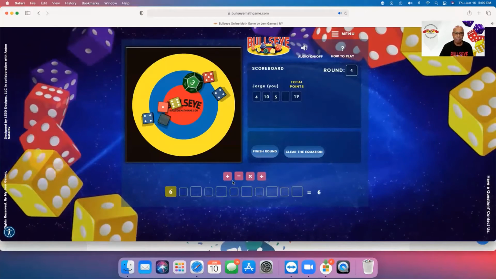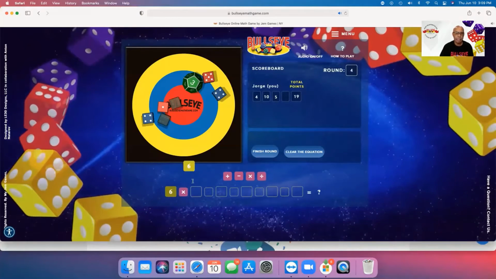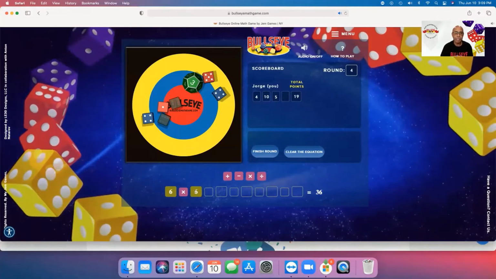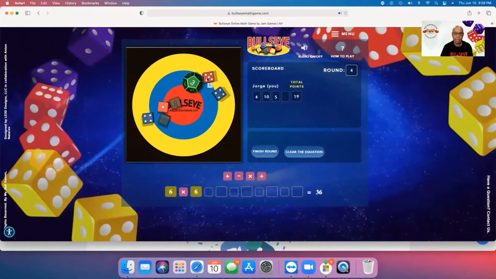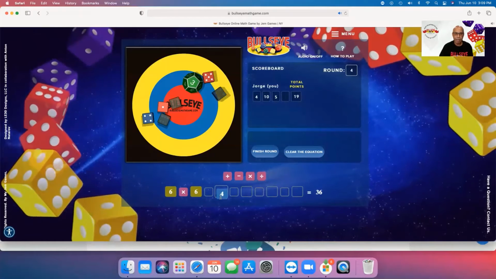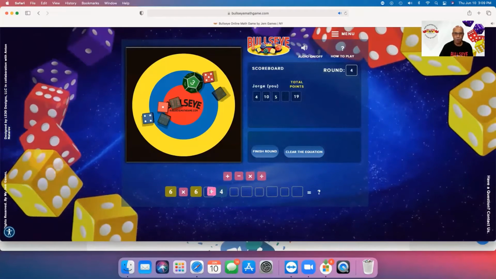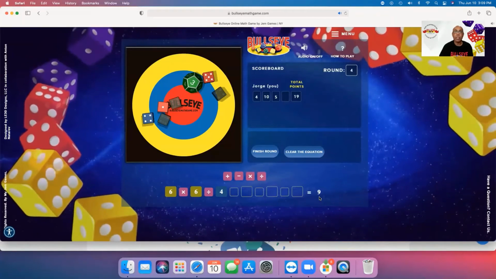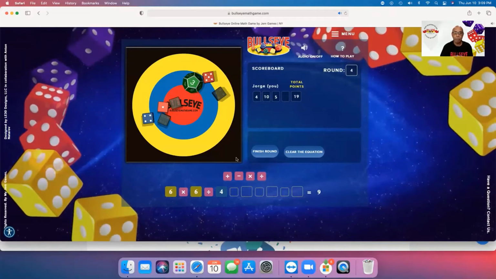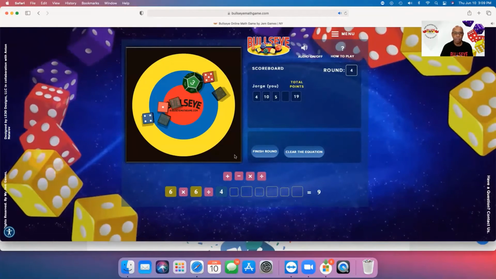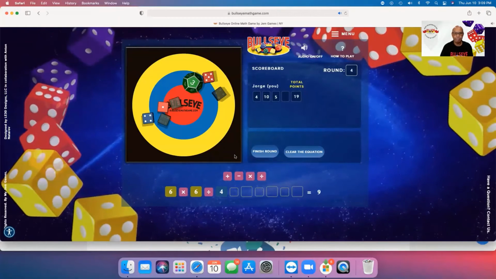6 times 6 gives me 36. And 36 divided by 4 gives me the quotient of 9. But I need to get that bullseye number of 3. Right? So what if I do this?